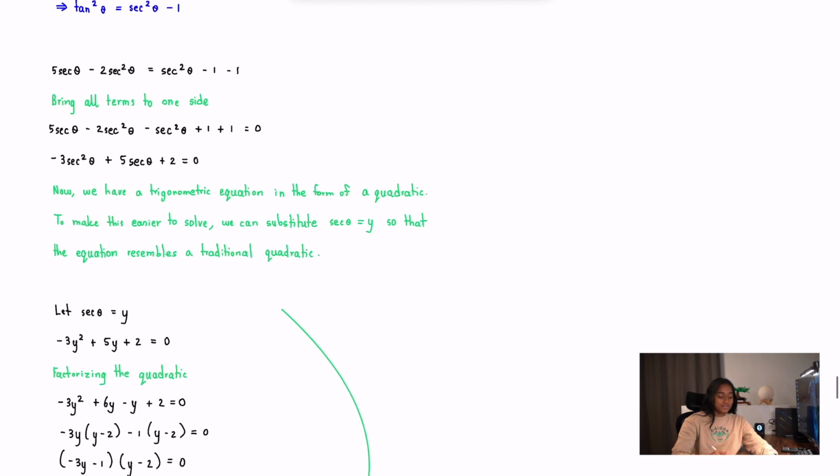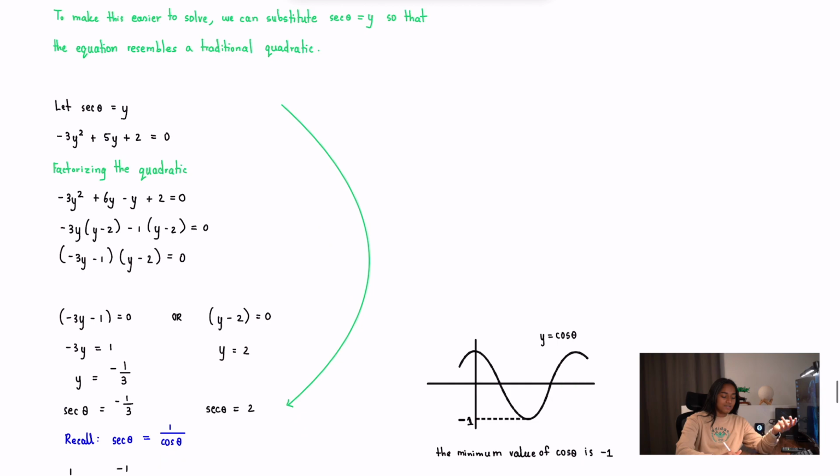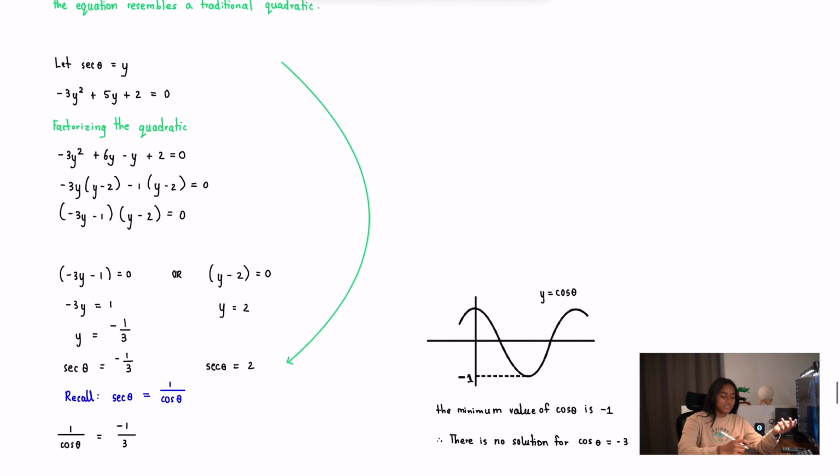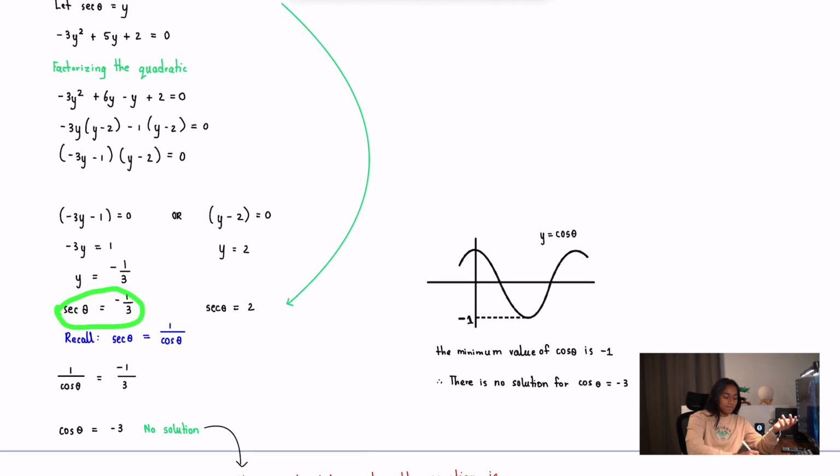So to make it easier on the eyes, we like to usually see things simpler, right? So we're going to substitute y is equal to sec theta. And there we have a traditional quadratic equation. So we know how to do this. We factorize and we get our two values, minus a third and 2.